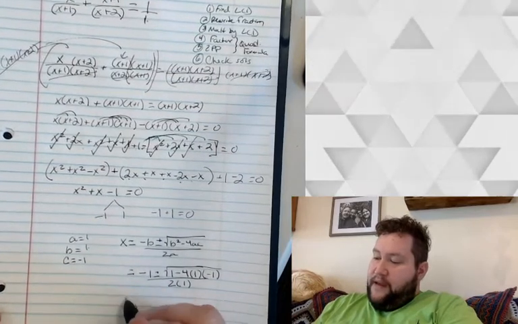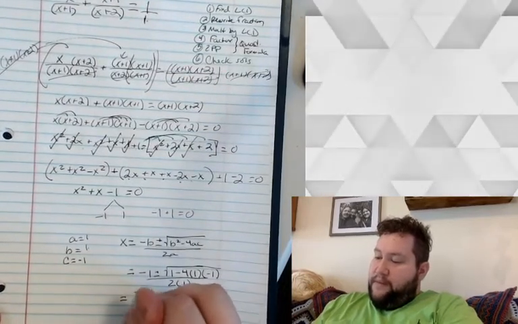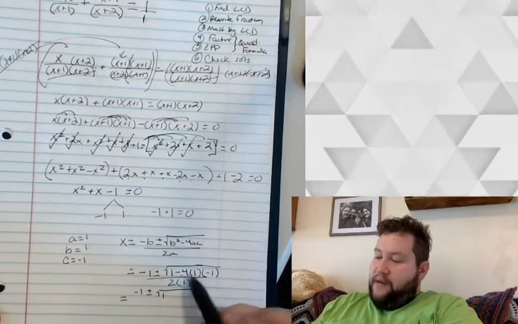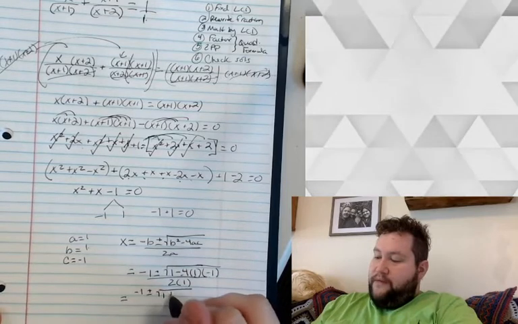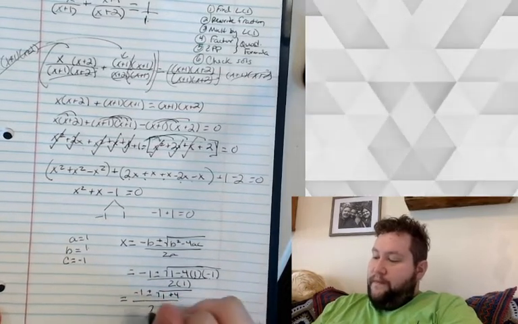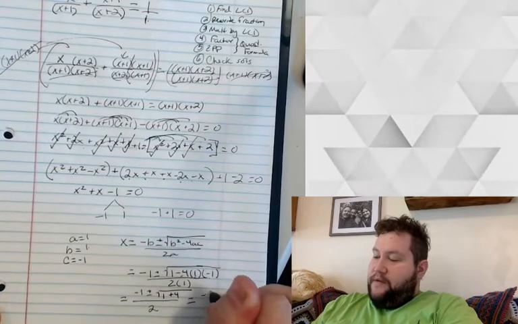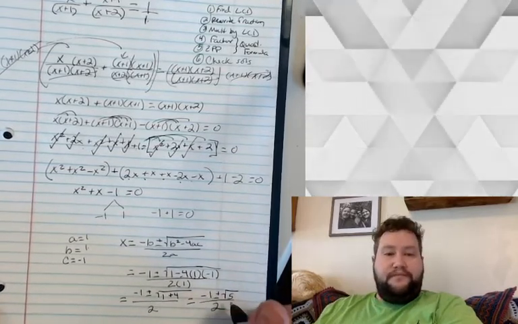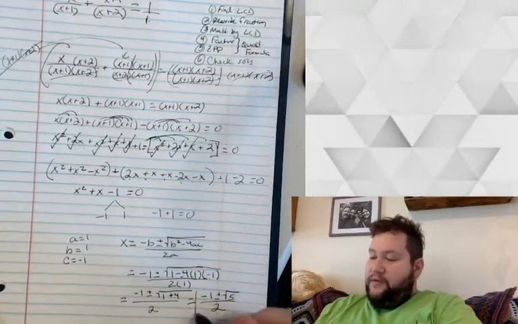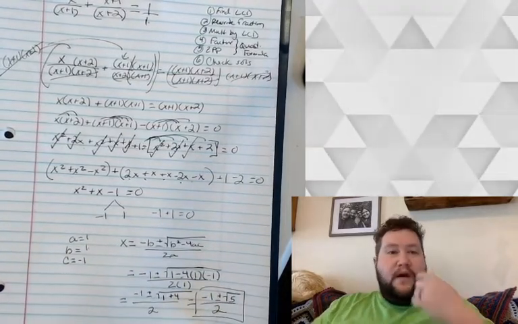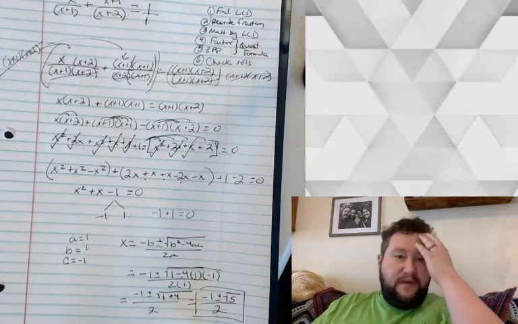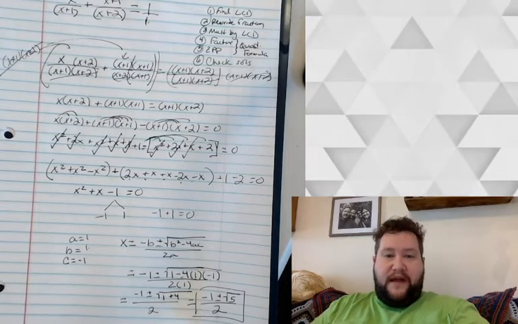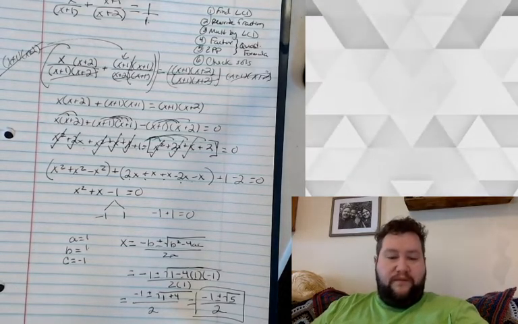And so to simplify, we get -1 plus or minus the square root of 1 plus 4 over 2, which is -1 plus or minus the square root of 5 over 2. And those are our two solutions. And we can go back and check them, and if you substitute those into the original, you shall find out that they do, in fact, give us true statements.